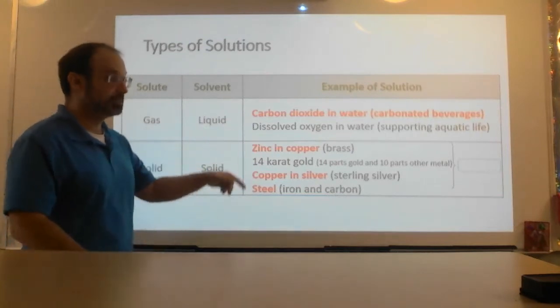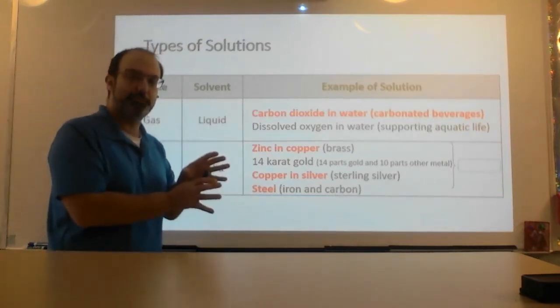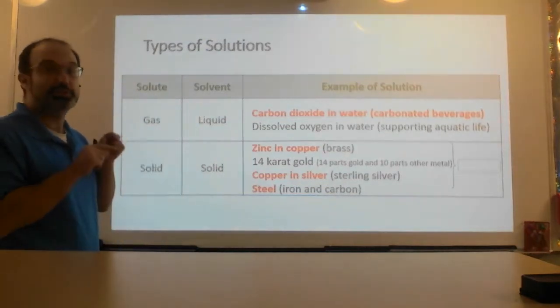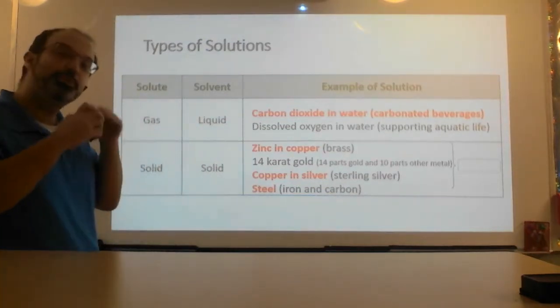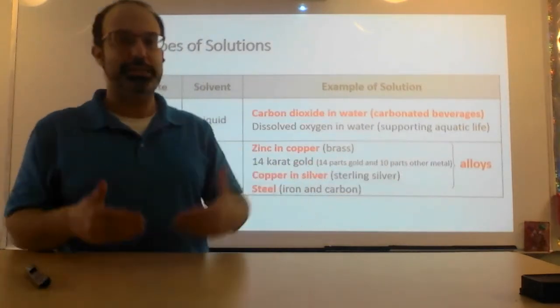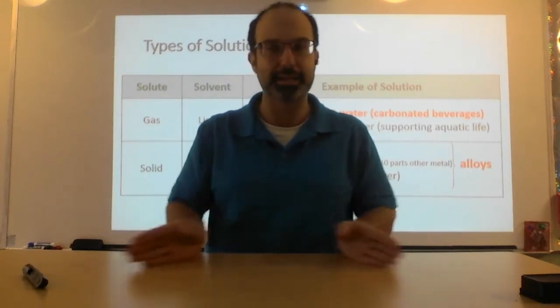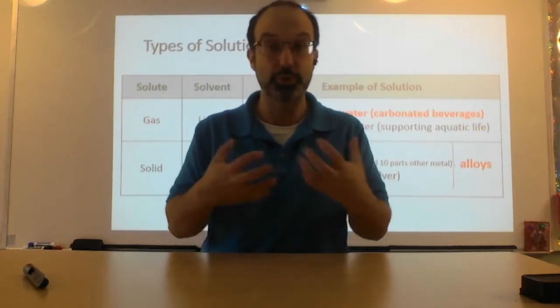All of these are examples of something unique. These are given a special name because they're so important. Yes, they're all solid-solid solutions, but we usually call them an alloy. An alloy is what we name when we mix two metals together in some way in order to combine them together into some new metal.